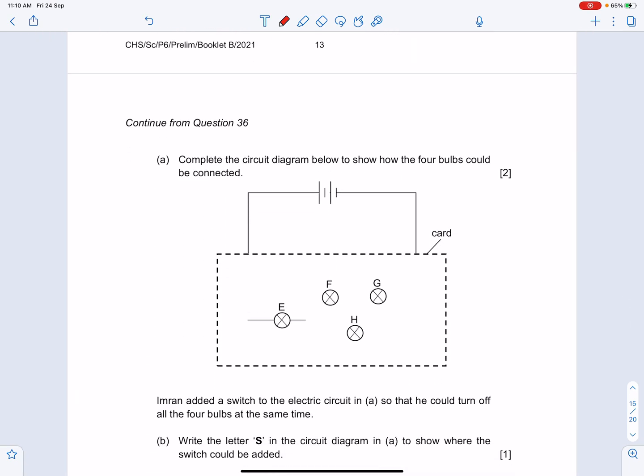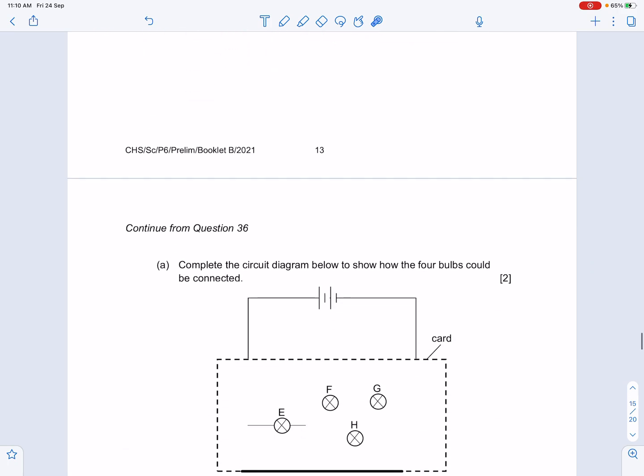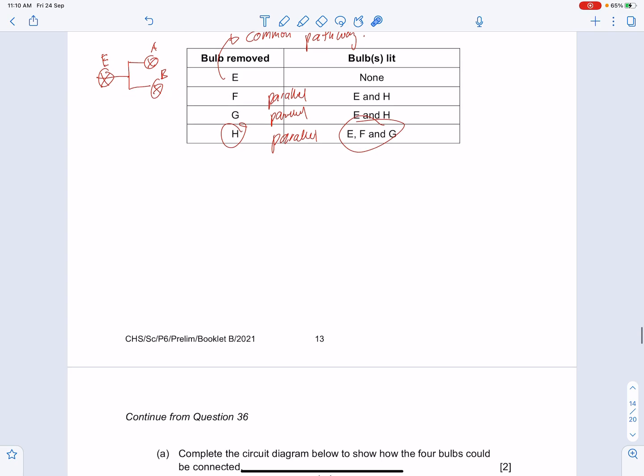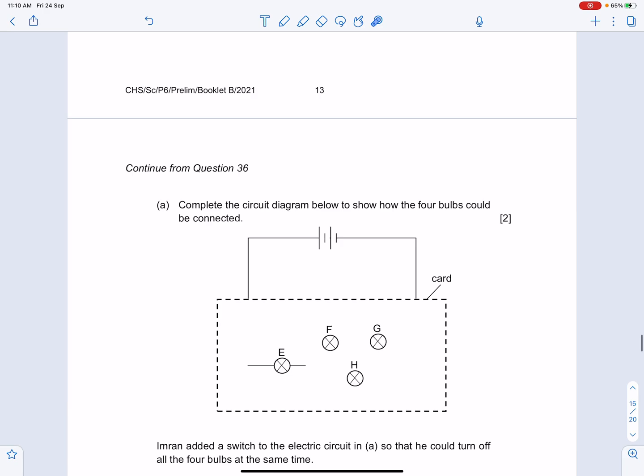Complete the circuit below to show how the four bulbs. No need to say already, I already tell you that E is the common one. So E stands alone. Then after that, they went on to say that when F is removed, E and H light up.